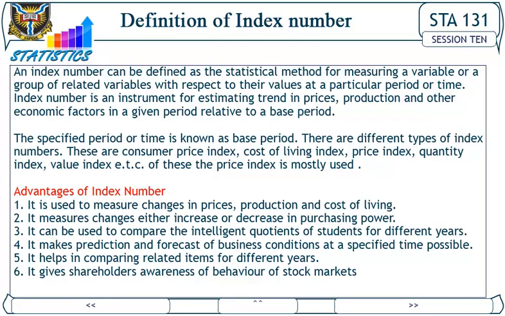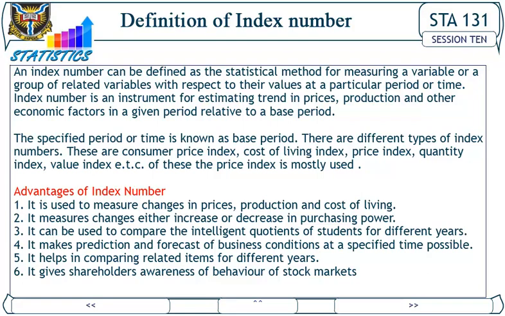An index number can be defined as a statistical method for measuring a variable or a group of related variables with respect to their values at a particular period or time. Index number is an instrument for estimating trend in prices, production, and other economic factors in a given period relative to a base period. The specified period or time is known as base period.